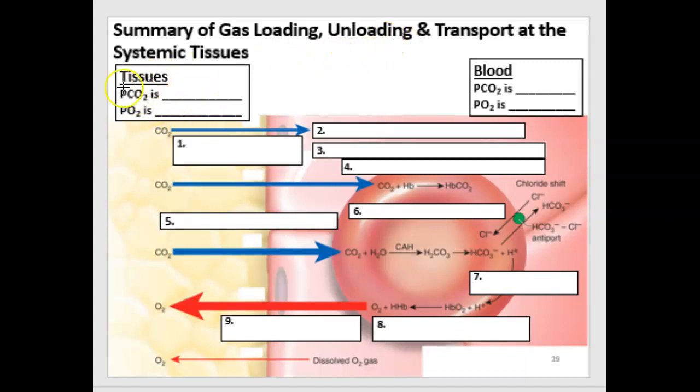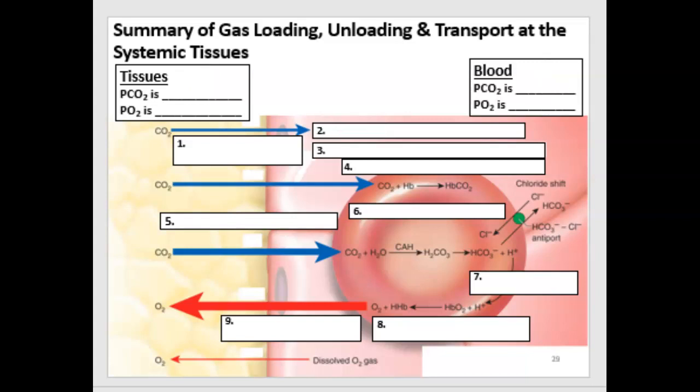And always start with high or low CO2 and O2. So in the tissues, CO2 is high. And in the tissues, PO2 is low. But in the blood, CO2 is low and oxygen is high. That's what happens at systemic tissues. And then just go through the numbers that I've provided for you.